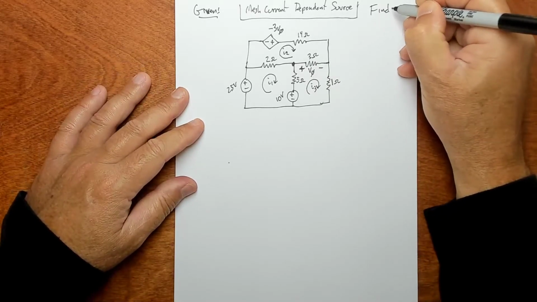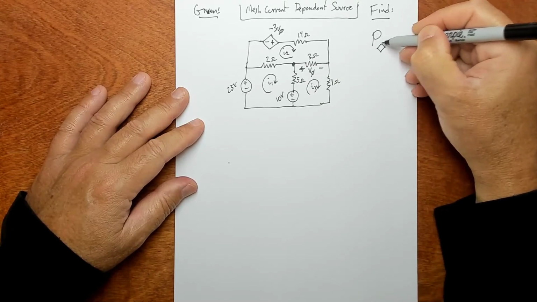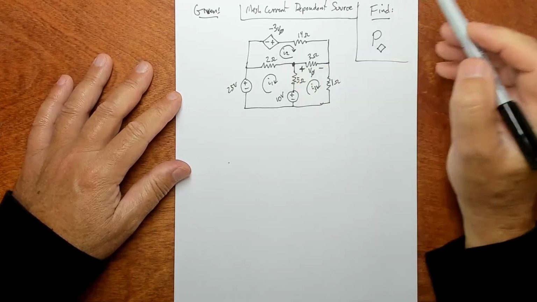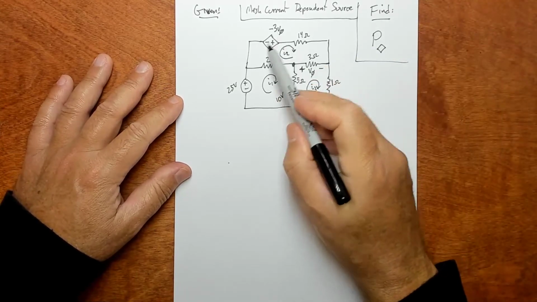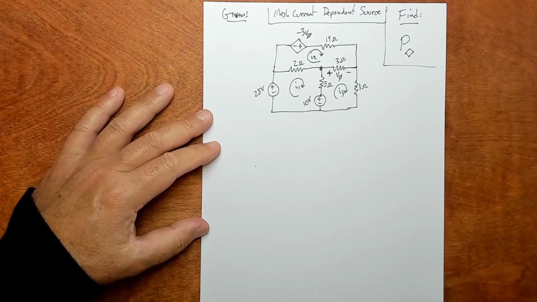Why are we here? What are we trying to find? We're trying to find the power in this element. What is the power in this one? They're trying to fake you out with all these negative signs, trying to sneak by you here.